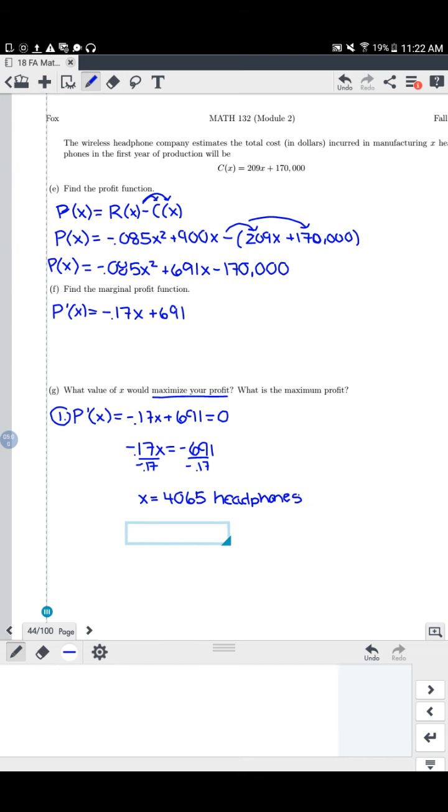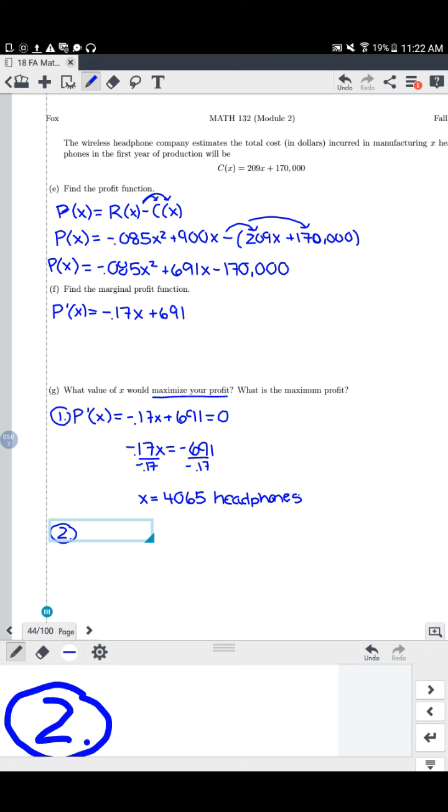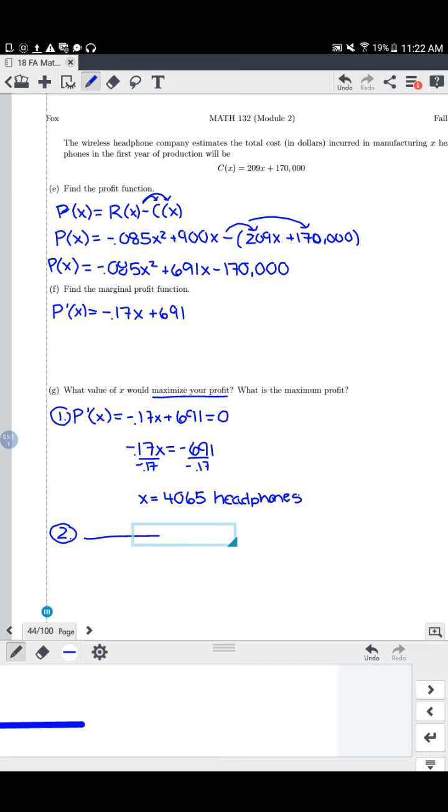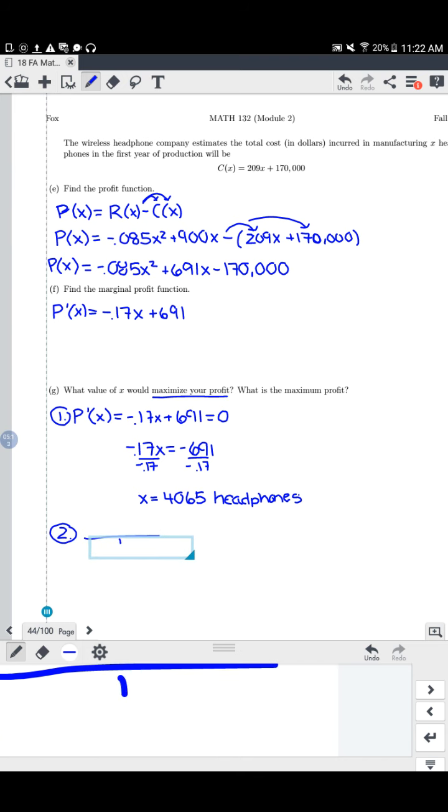But we don't want to tell them to just make that amount without double checking that it really is a maximum, because it would be terrible to advise this company and have us minimize their profit. That would definitely lose our jobs. So let's double check this is a maximum by making a sign chart.